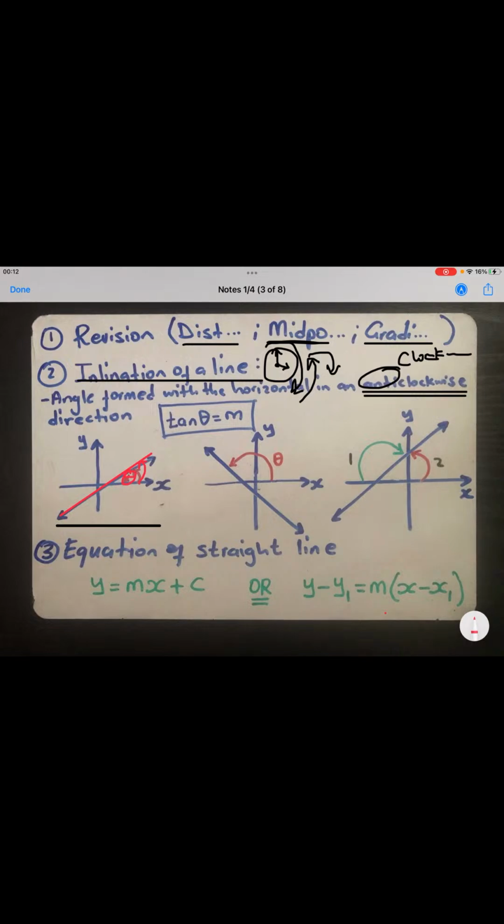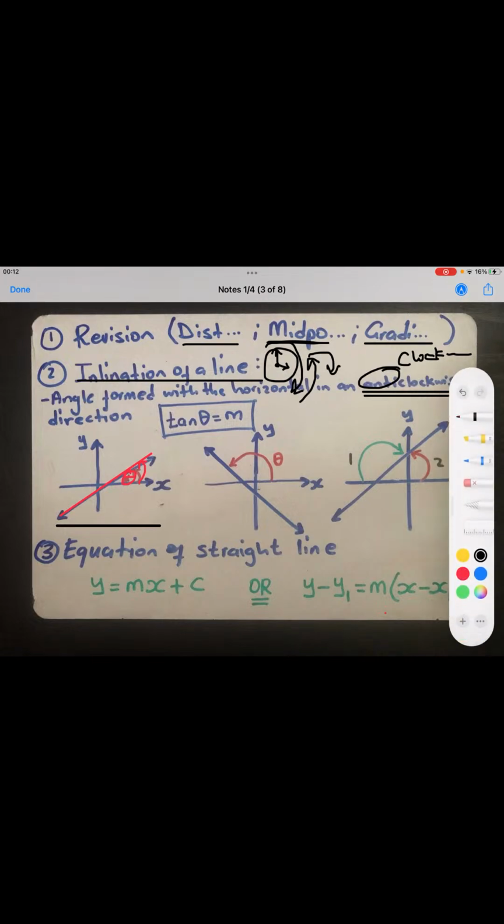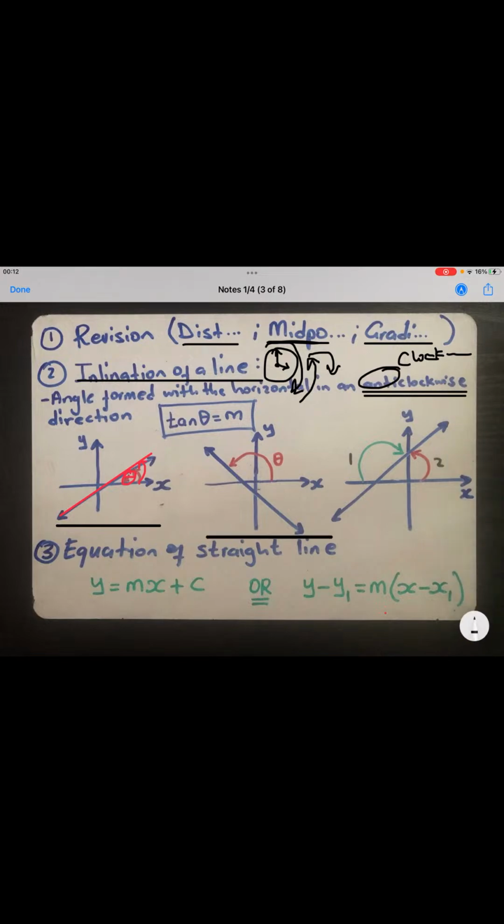Also, let's have a look at the second sketch there. So, can you see we've got that straight line there. Angle formed in that direction, which is an anti-clockwise direction. That angle formed, it could be written there, it could be written there, it doesn't matter, as long as we know we are talking about that line with the horizontal. That angle formed is called angle of inclination.